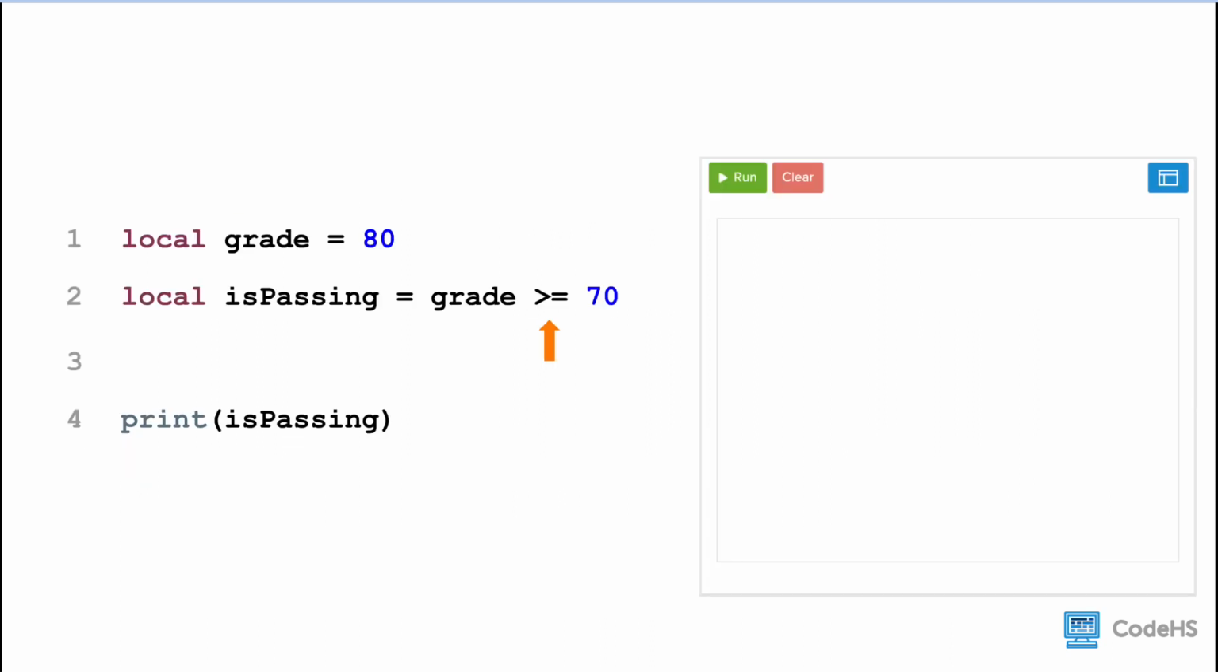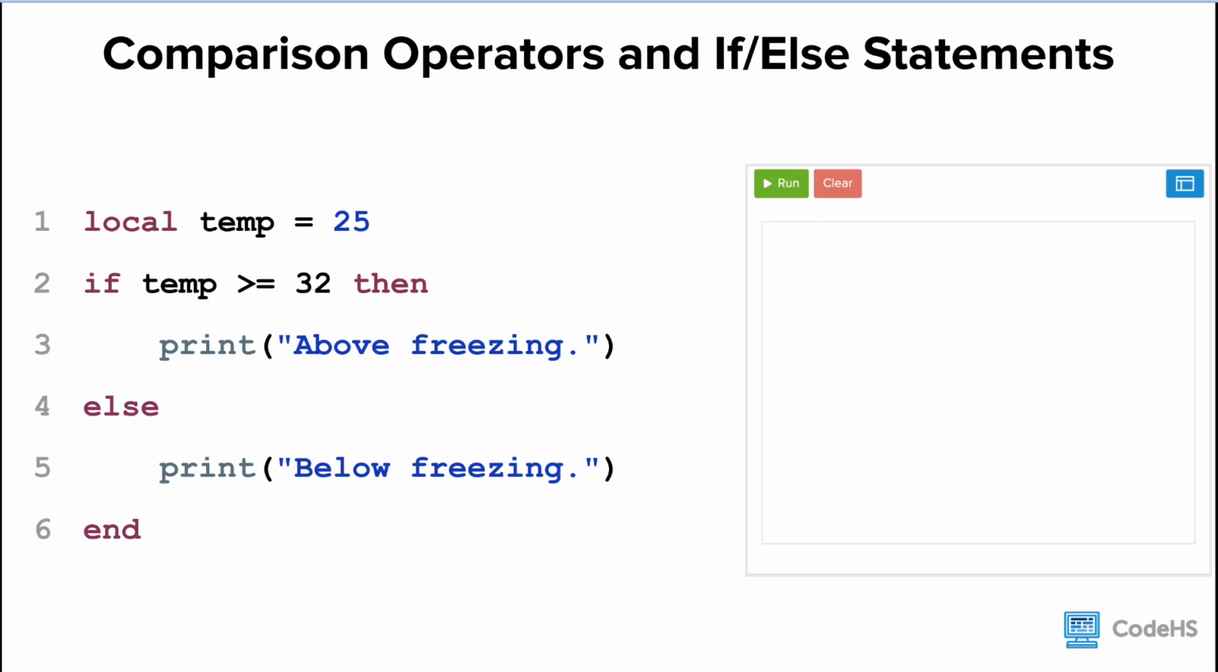For example, we can write a program that uses comparison operators to check whether an inputted grade is passing. Let's say a passing grade is greater than or equal to 70. The expression 80 is greater than or equal to 70 evaluates to true, and true is printed to the console. Because Boolean expressions with comparison operators evaluate to either true or false, we can use them in if-else statements.